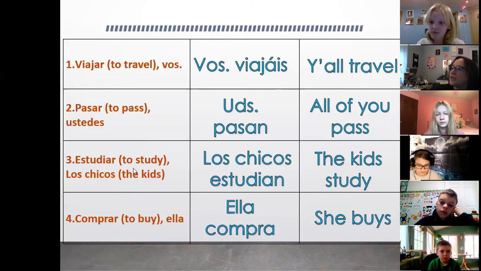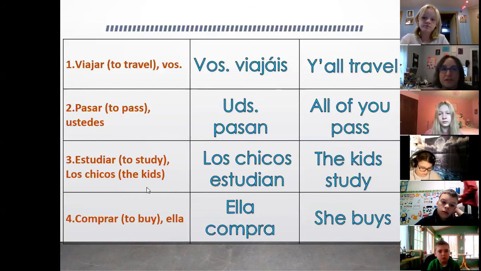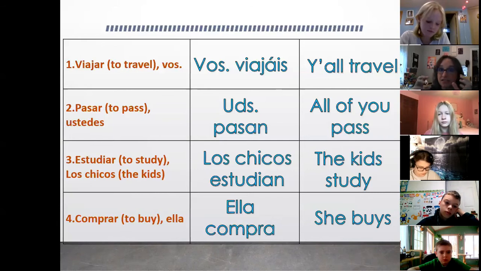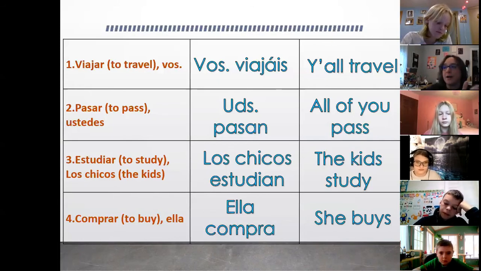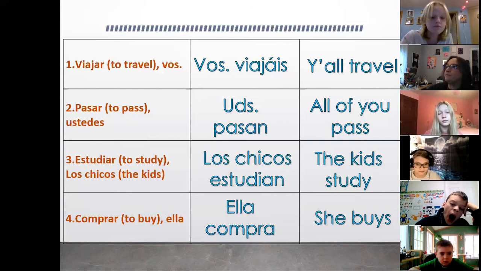So to study, estudiar, los chicos, the kids, even though it doesn't specifically say ellos, ellas, or ustedes, it's still people. And people will always be a third person. If it's more than one person, whether it's a name or the teacher or the book, a thing it could be, then it will be singular form. So that would be estudia, but this is more than one kid. So estudian. Los chicos estudian.